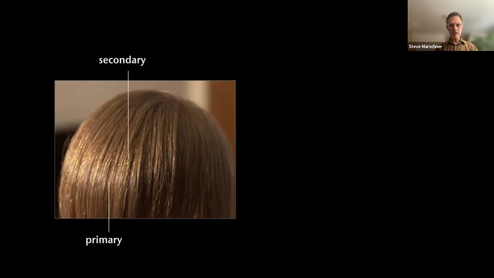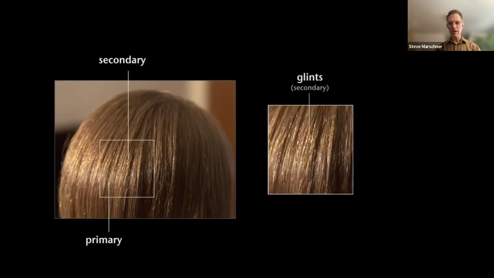Another thing that you can see in hair that is not perfectly round is that the secondary reflection often is a little bit irregular, or more irregular than the primary reflection. And it has these glints in it.